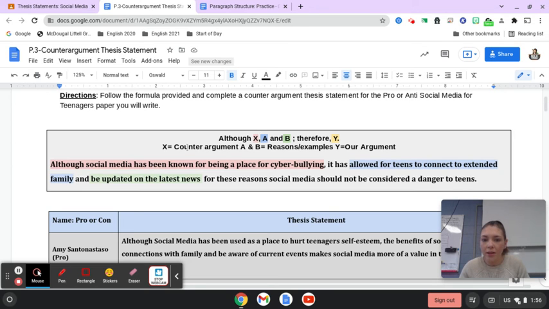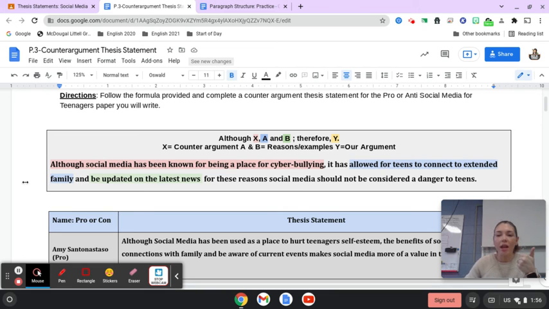So I did a sample for us using the formula. Although X, and X is going to be our counter argument, A and B, therefore Y. So for these two reasons, we should think my way, which is my argument. And I gave examples of each. So although social media, see how I'm using the exact same layout? Although social media has been known for being a place for cyberbullying, there's the other side. That's what the other people would say. My point is, it has allowed for teens to connect with extended family. See how I'm being very specific?